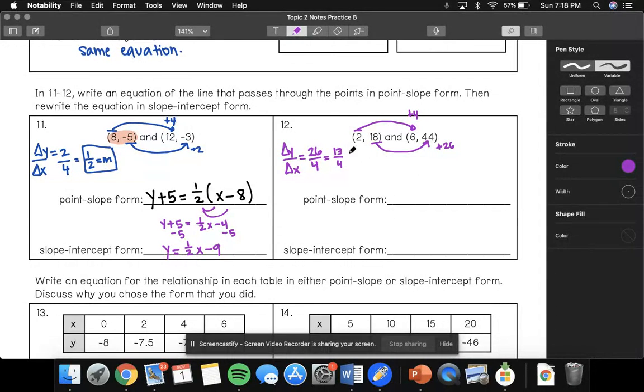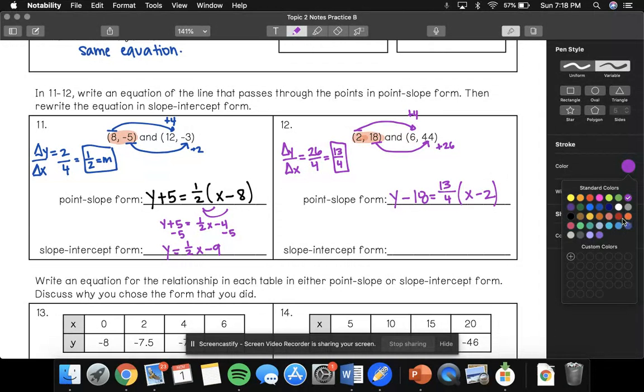For our point, again, you can pick either one. I'm going to pick this one just because it's smaller. It still would get the same answer. So y minus y1 equals our slope times x minus x1. Then to put it into slope intercept form, we would have to distribute 13 over 4x. So 13 over 4x times -2 is -13.